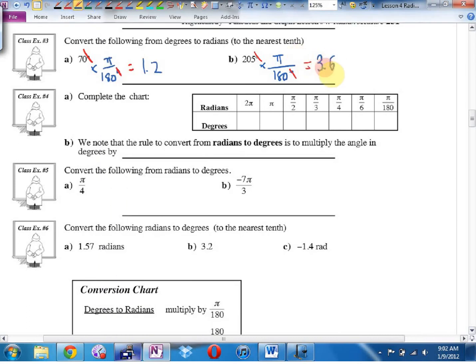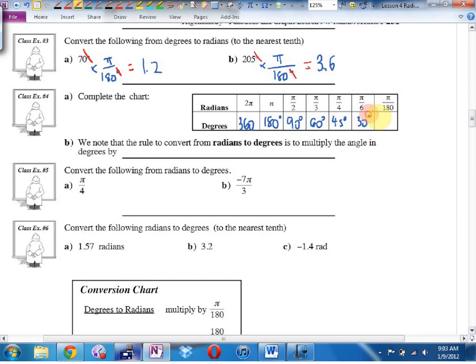Occasionally, you'll also need to go from radians to degrees. So 2 pi radians is how many degrees did we say? 360, which means pi radians is what? 180. Half pi, pi by 2. Well, what's half of 180? 90. A third of pi, pi by 3. Well, what's 1/3 of 180? 60. Pi by 4, a quarter of 180, 45. Pi by 6, 30. Or pi by 180, what's 1/180th of 180? 1 degree is the same as pi over 180.